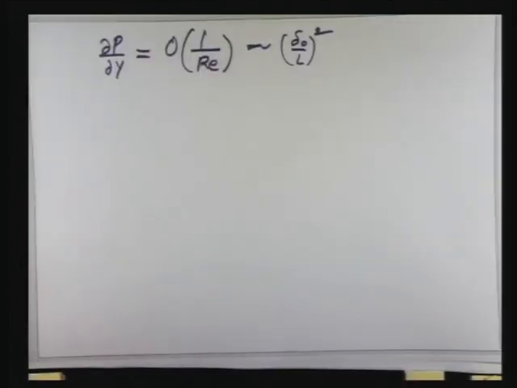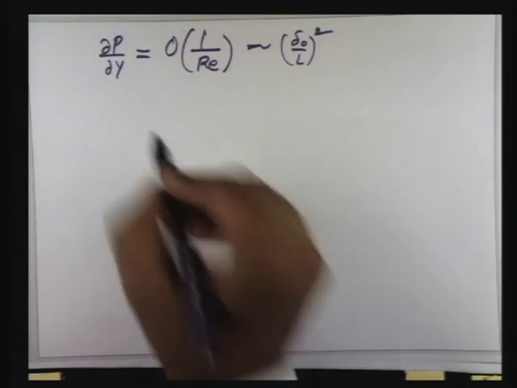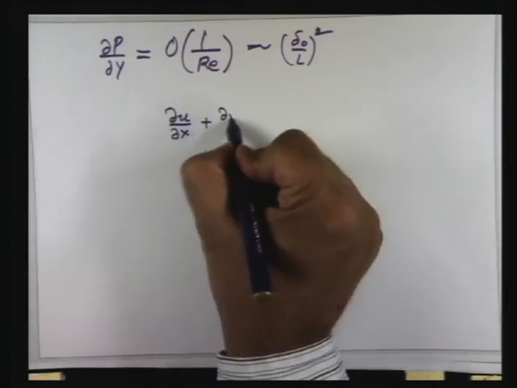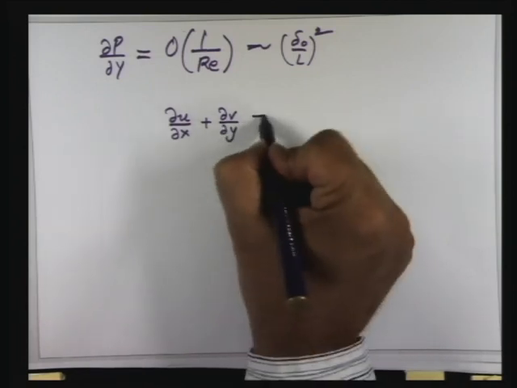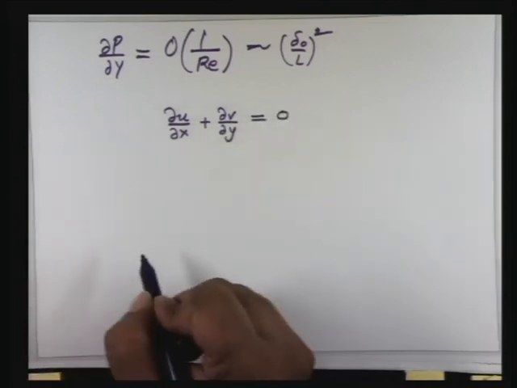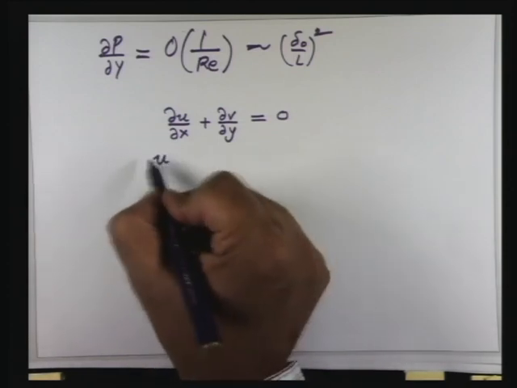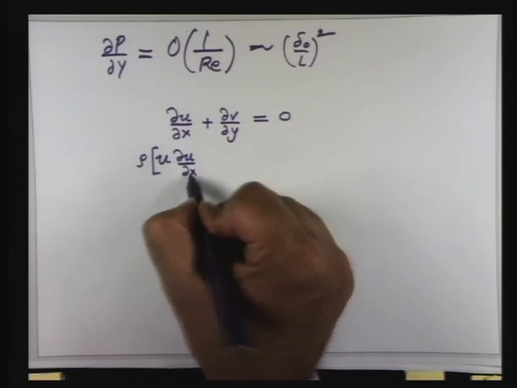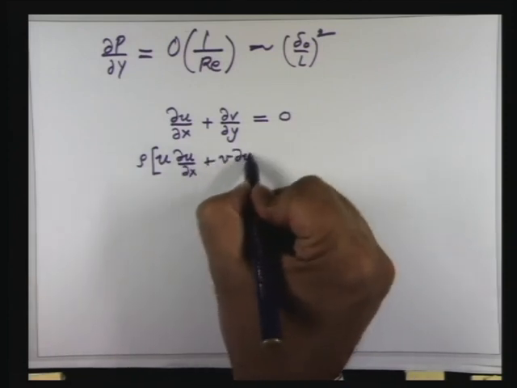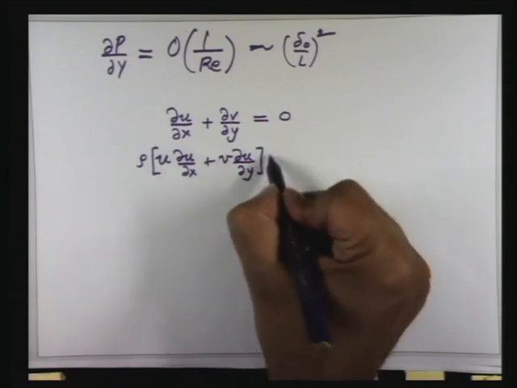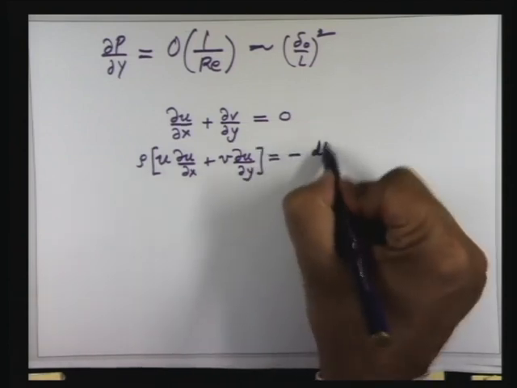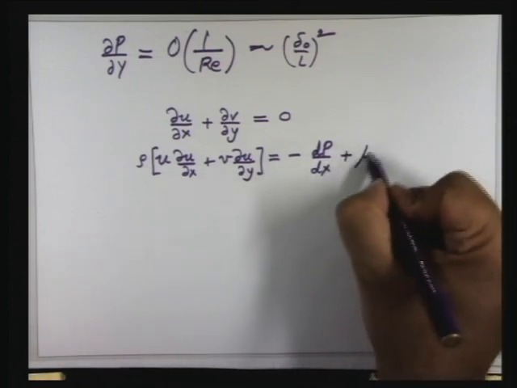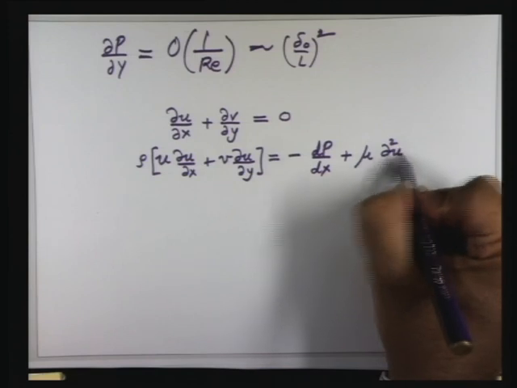So we can write Prandtl's boundary layer equations this way: del u del x plus del v del y equal to 0. This is part of the system. There is no approximation in this equation. Rho, u del u del x plus v del u del y is equal to, now I can write it as, minus dP dx plus mu del 2u del y square.